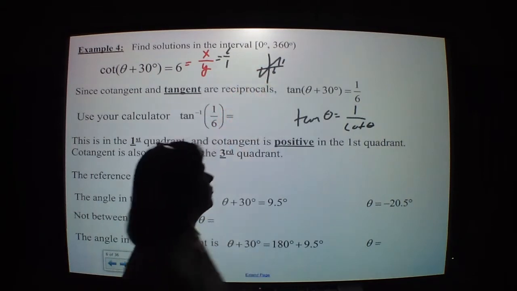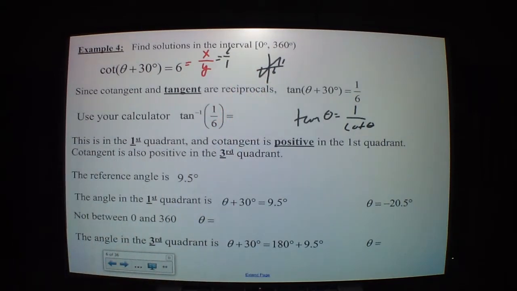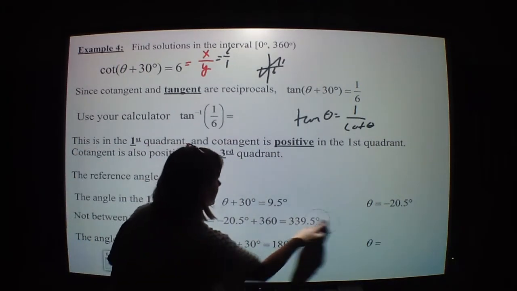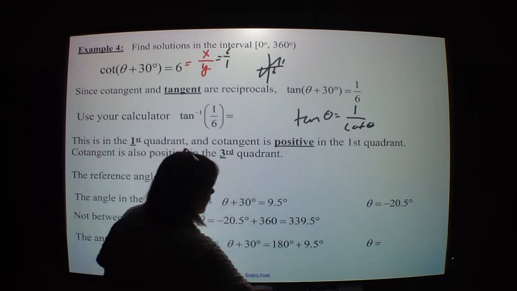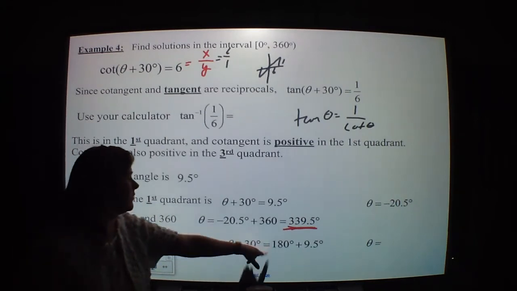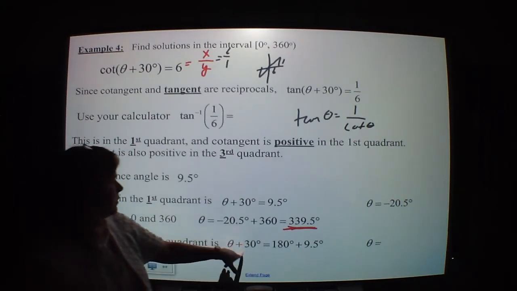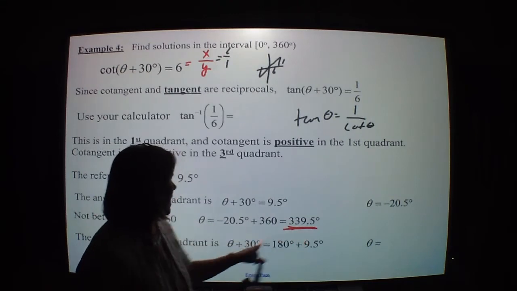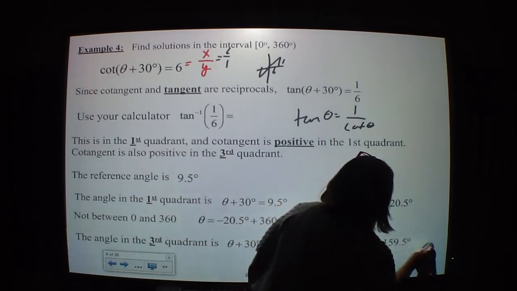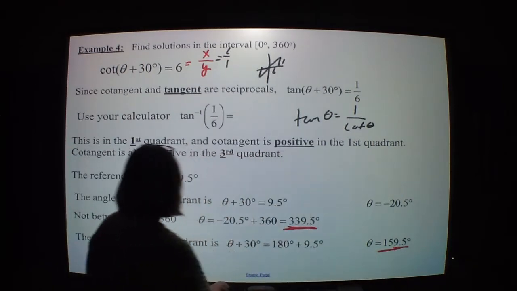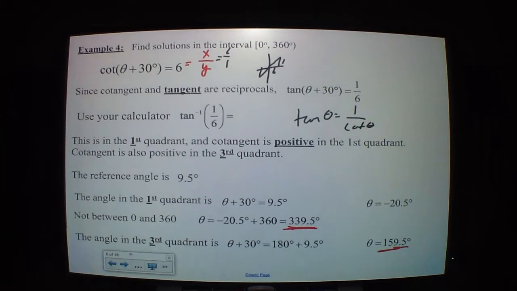But I want it between 0 and 360. Remember, coterminal. I can add or subtract whole circles, and I'm still at that same spot. So if I add a whole circle, I have one angle right here. My third quadrant angle, solving that, if I have theta plus 30 is equal to 180 plus 9.5, 189 minus 30 is 159.5. So there's my second angle. So those are my two angles, and I'm done, because I only want between 0 and 360.